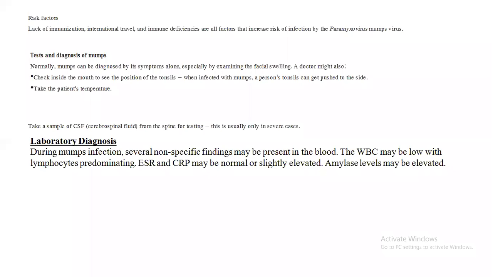Take the patient's temperature. Take a sample of the CSF, cerebrospinal fluid, from the spine for testing. This is usually only in severe cases. Laboratory diagnosis: during mumps infection, several non-specific findings may be present in the blood. The WBC may be low with lymphocytes predominating. ESR and the CRP may be normal or slightly elevated.